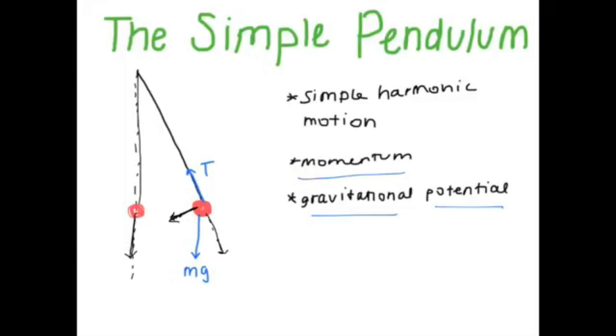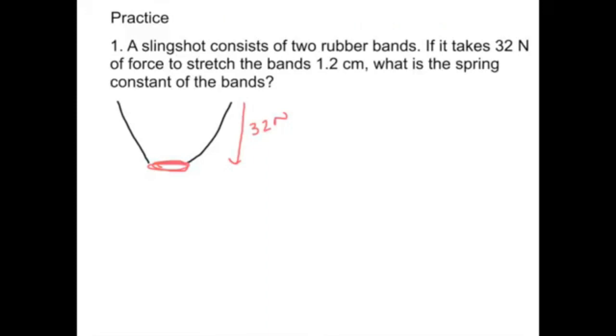So in this case, because the pendulum starts off with initial momentum, it has to keep moving even through its lowest point. So here are some practice problems for section 11.1.